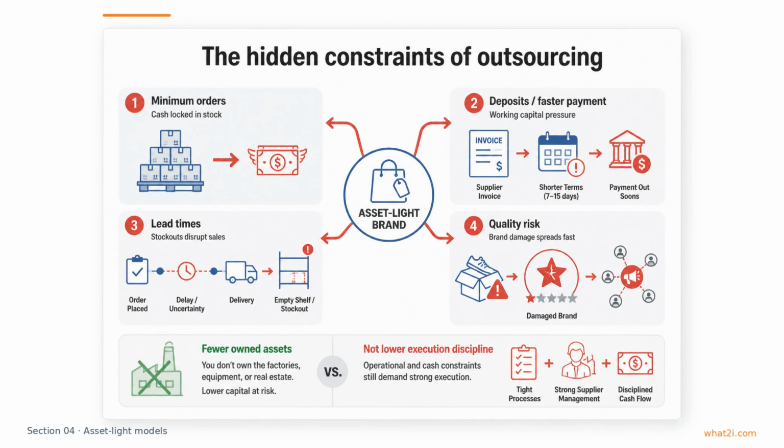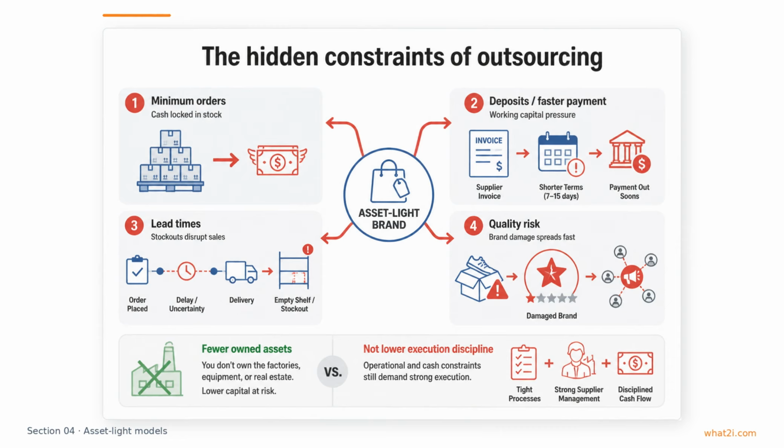Outsourcing reduces owned assets, but it does not remove operational pressure. Minimum order quantities can still tie up cash in inventory even if the company does not own a factory. Suppliers may ask for deposits or faster payment terms, creating working capital strain.